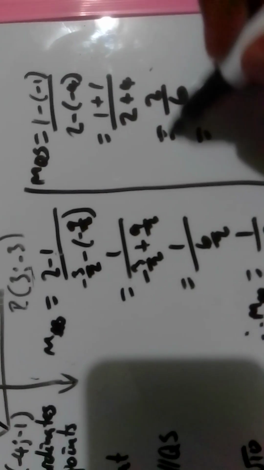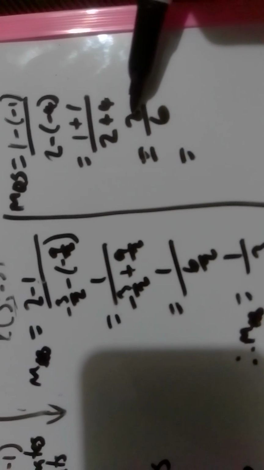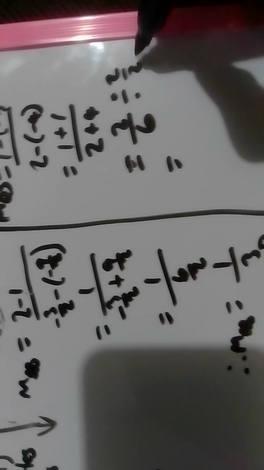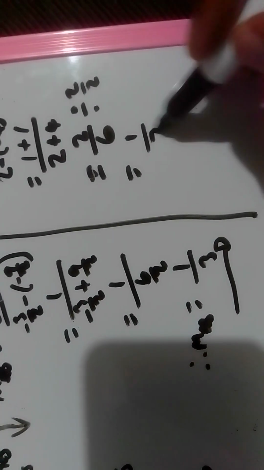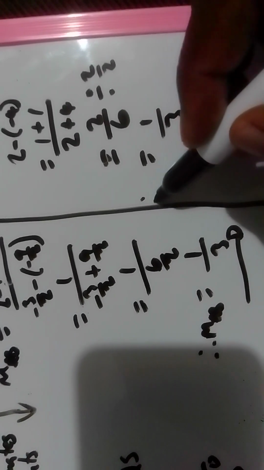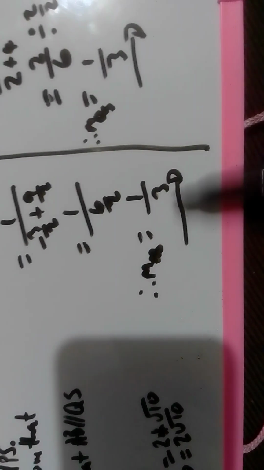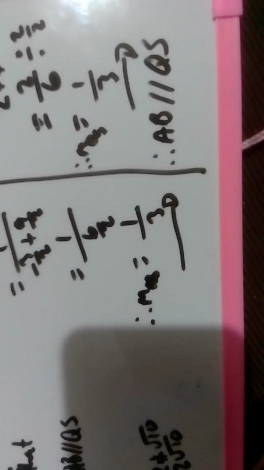Now, this should be reduced to the lowest term. We find a number that divides 2 and 6 without leaving a remainder. It should be 2, so 2 over 2. 2 divided by 2 is equal to 1 over 6 divided by 2 is equal to 3. And voila. Therefore, the gradient of line QS is equal to 1 over 3. The gradient of line AB is equal to 1 over 3. Then I conclude that, therefore, line AB is parallel to line QS. And just like that, you are done.